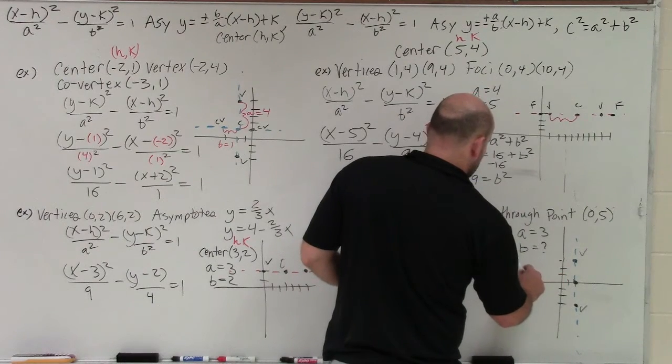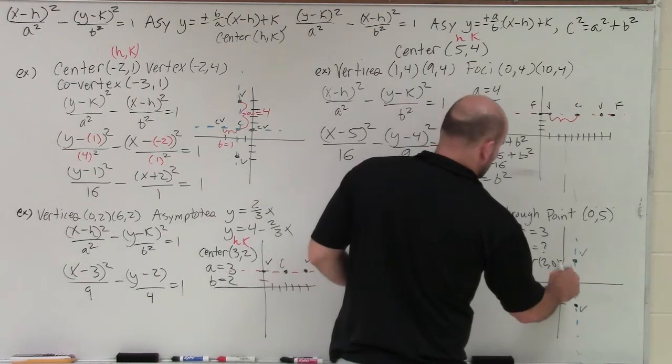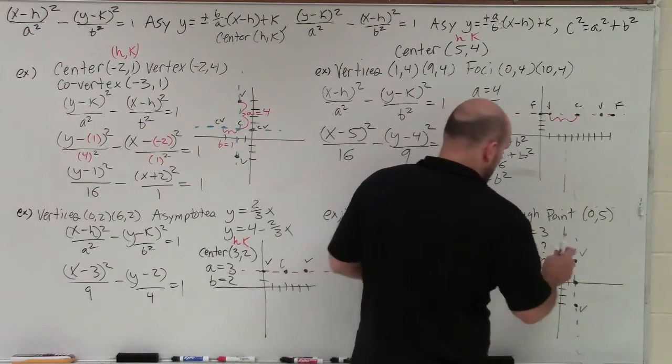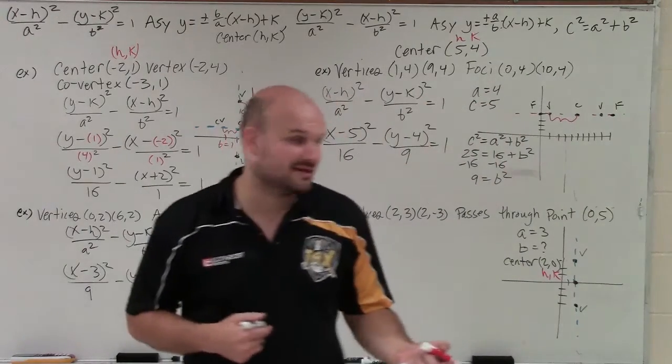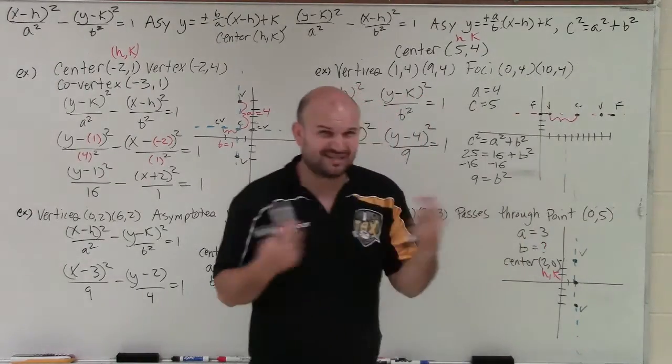I can determine the center as the midpoint of my two vertices, which is (2, 0). So that takes care of my h and my k. My problem now is that I don't know what b is. I need to somehow figure out what b is. So I go back through this information of my point. What does the point represent?